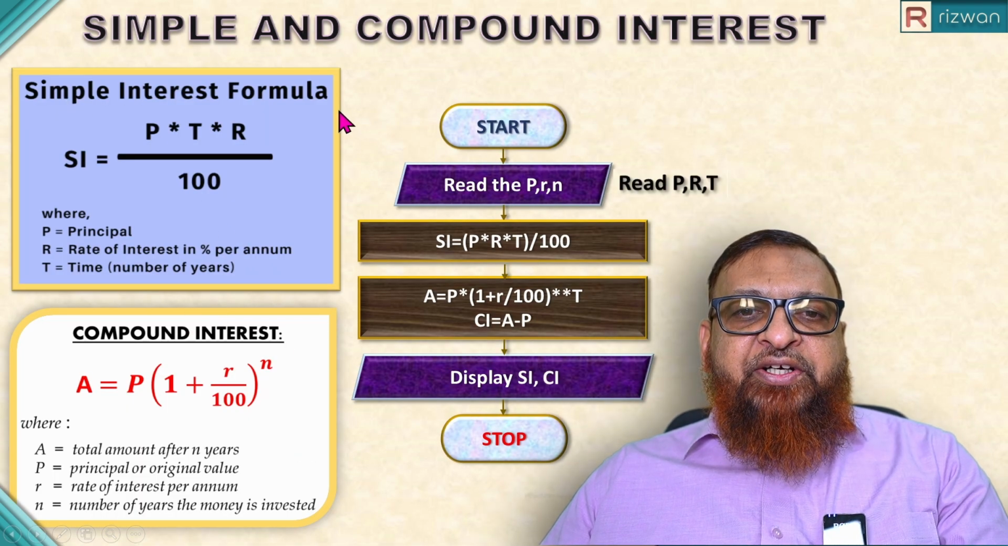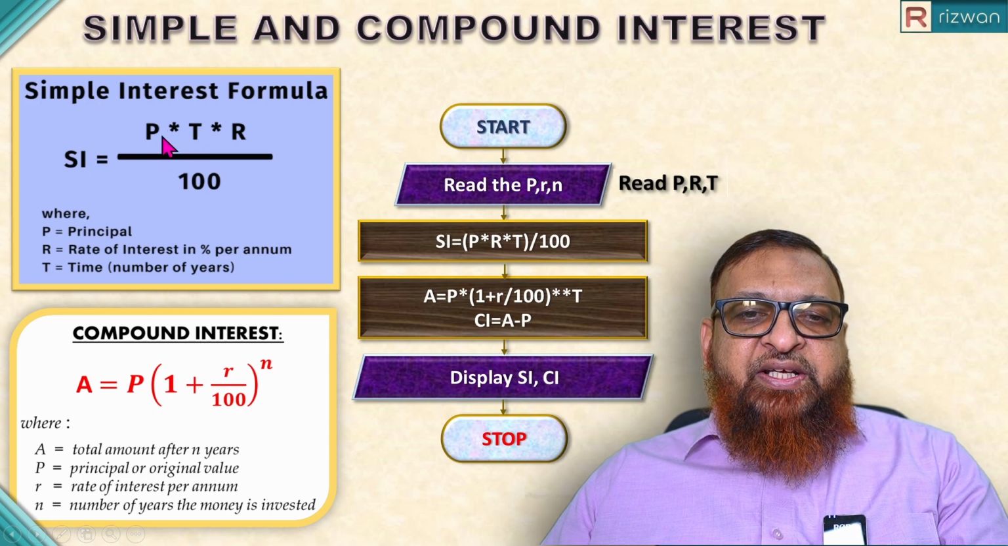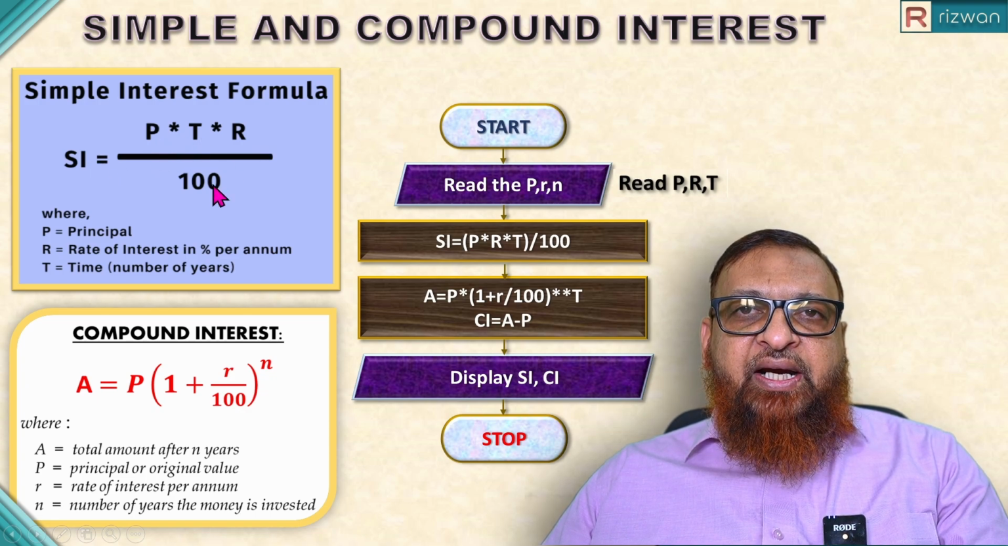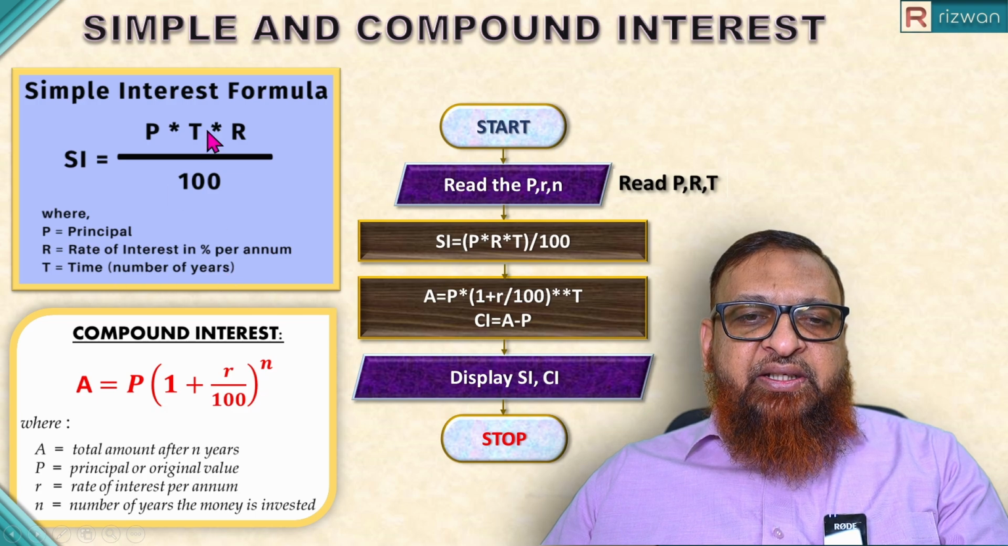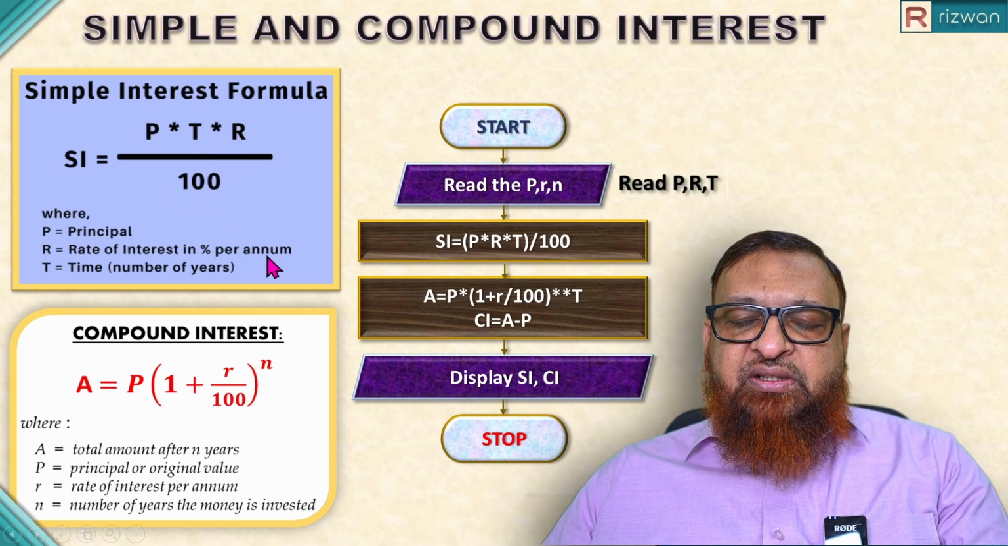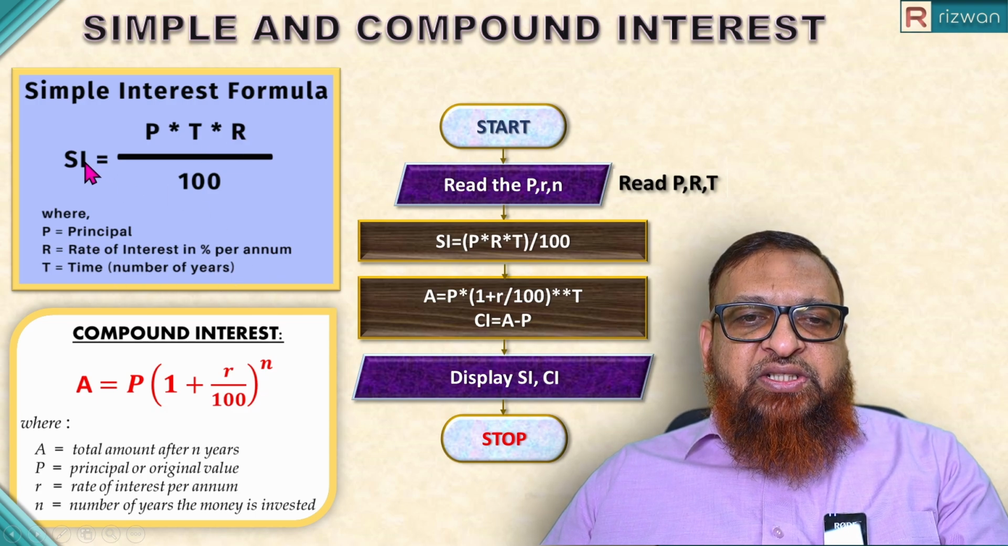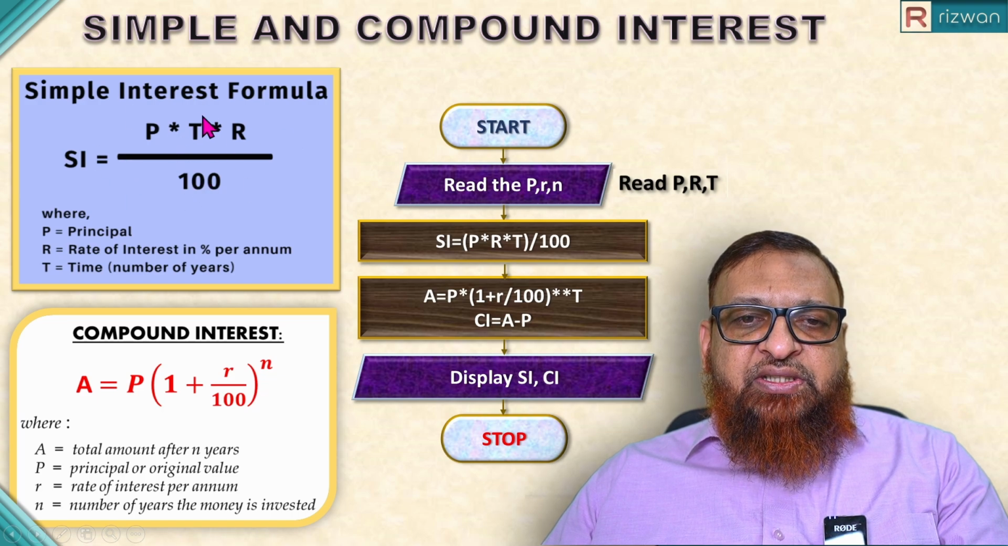Now we have a simple interest formula here. Simple interest formula is PTR by 100. What is P? Principal amount. T is the time in years. R is the rate of interest. Okay. And simple interest is given by PTR by 100. Okay. This is the formula.